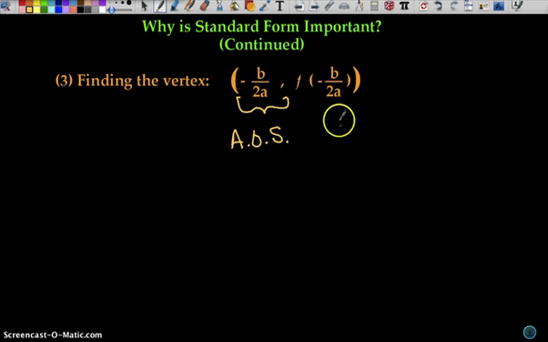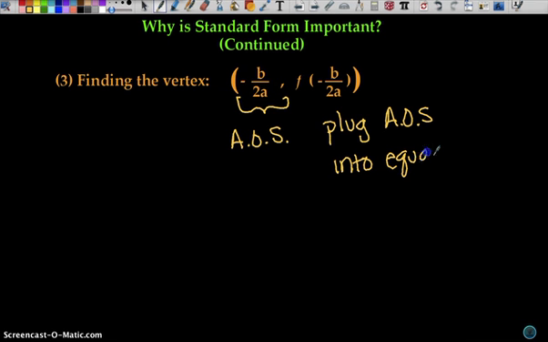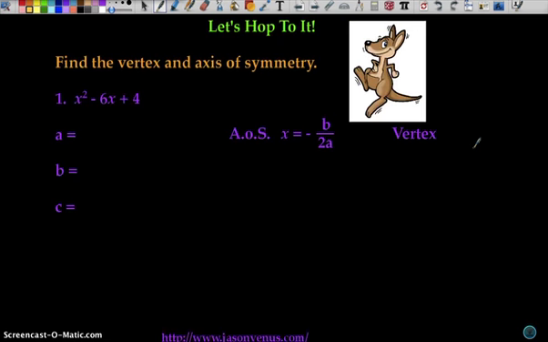And then what you do is you plug that into the function. So then plug axis of symmetry into the equation, okay? So it seems confusing, but it's not, and I will do some with you.